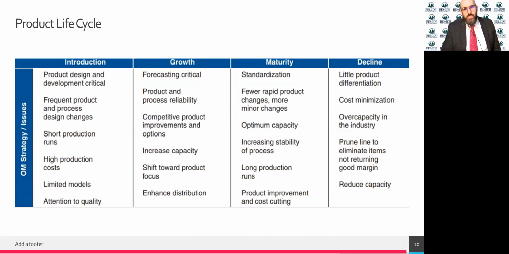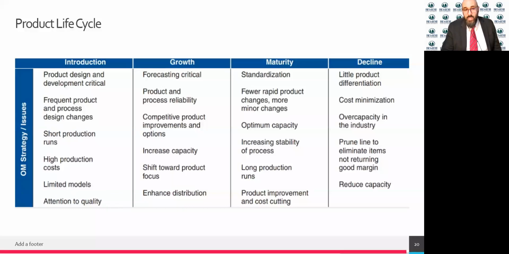In the last phase, which is decline, you have little product differentiation. You don't have to worry. Cost minimization, over capacity in the industry. Maybe you need to eliminate some of the items because they're not doing well in terms of margin and profits, and then you reduce the capacity for that product because it's dying. So very minimal efforts are needed in the decline, because your product is done. There's not a lot of demand on it, so you need to move on to the new one, and that is the product life cycle.